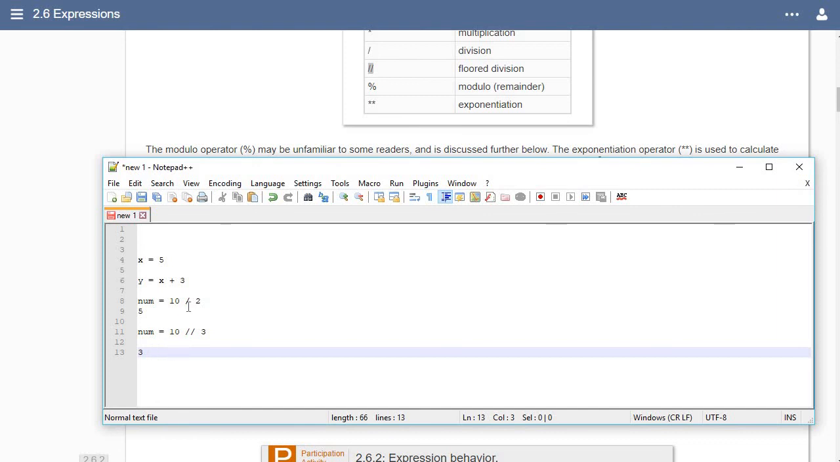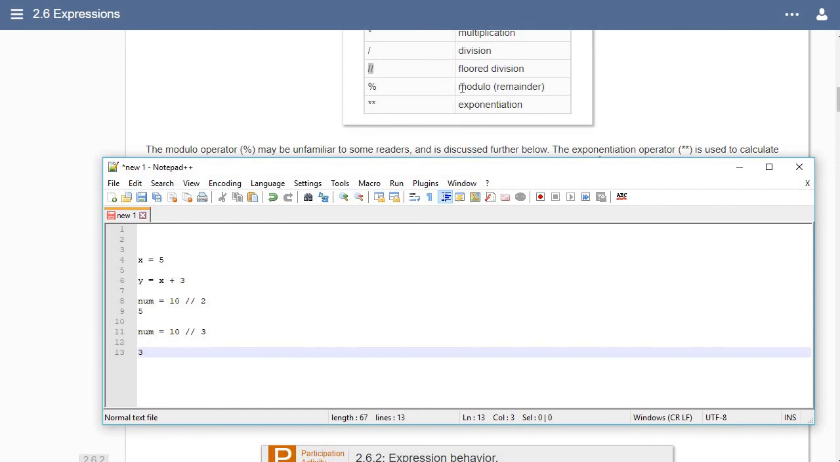So if I had used it here, it would not have changed anything. 10 divided by 2 is 5, so it would have not mattered one bit. But if there's a remainder, if you use the floor command, which is 2 slashes, it drops the remainder.